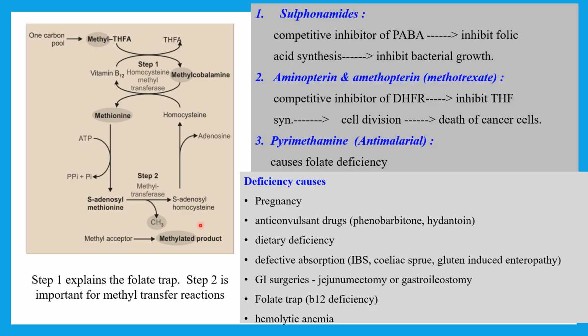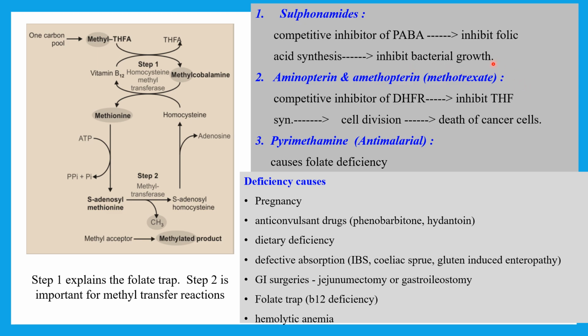Then what are the inhibitors of folic acid? Sulfonamide is the major inhibitor because structurally it is quite similar to folic acid. It acts as a competitive inhibitor of PABA, para-aminobenzoic acid, which is structurally very similar. This portion is very similar to the sulfonamide. This inhibits folic acid synthesis, and that is how it inhibits bacterial growth.